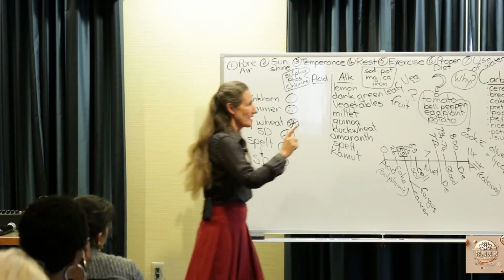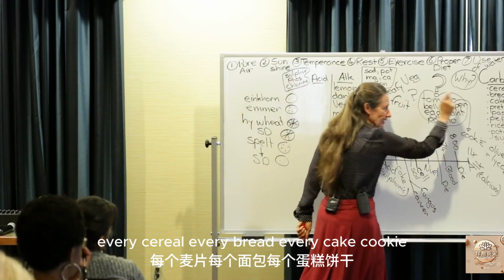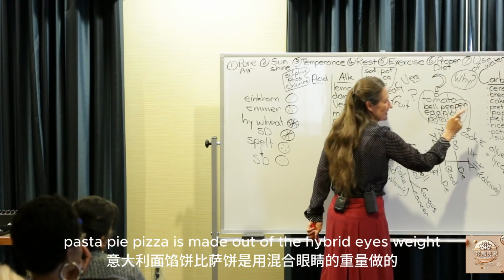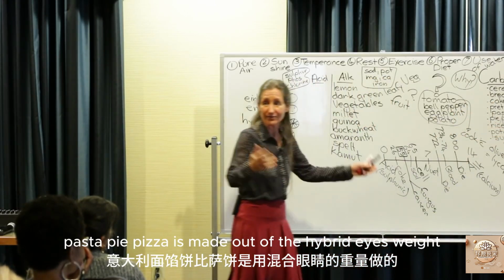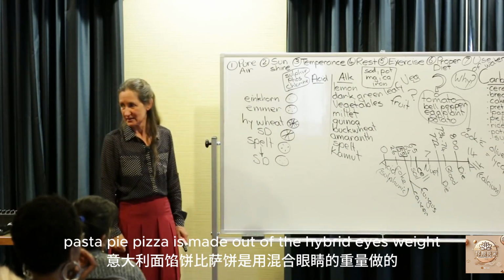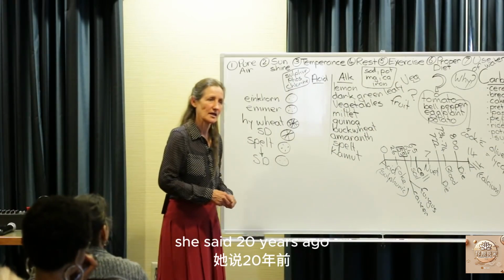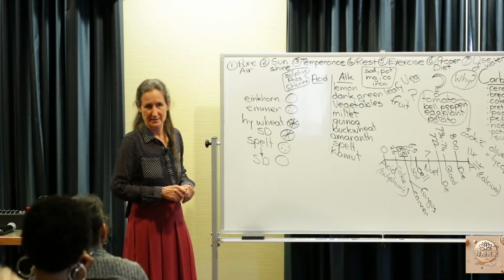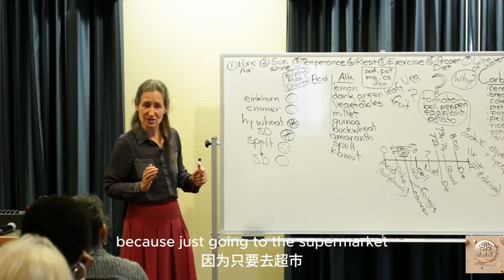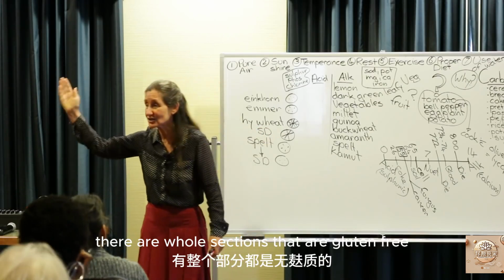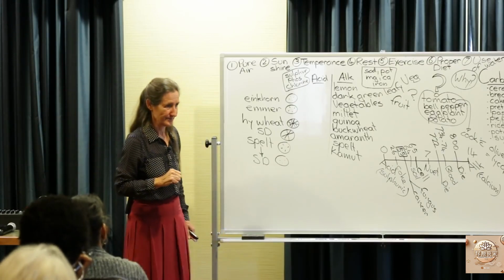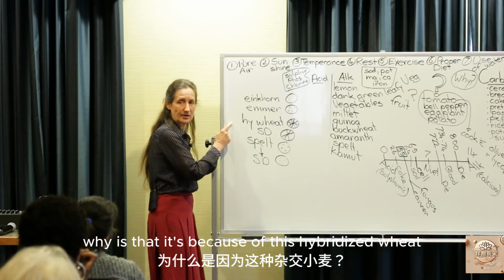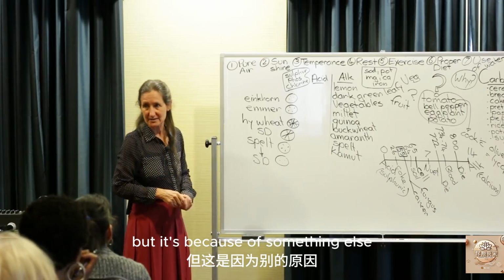1990s, every cereal, every bread, every cake, cookie, donut, pretzel, pasta, pie, pizza is made out of the hybridized wheat. I've got a friend who's a physician. She said, 20 years ago you never heard of gluten intolerance. We know it's big now because just going to the supermarket there are whole sections that are gluten-free. Why is that? It's because of this hybridized wheat, but it's because of something else.